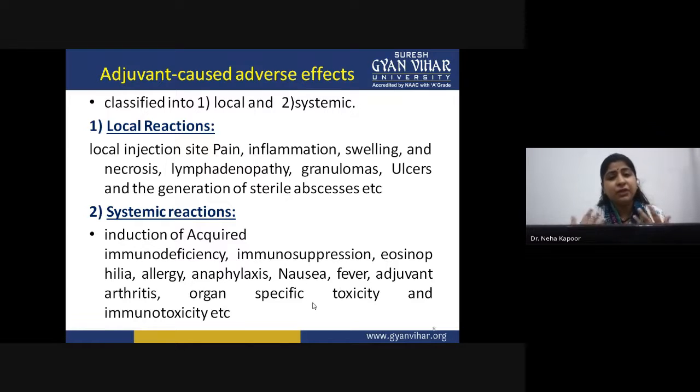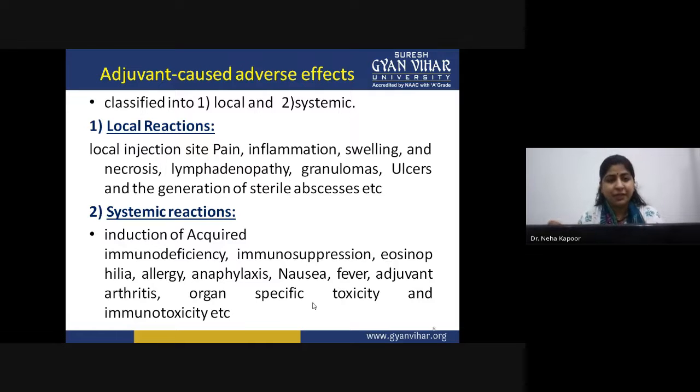Next is whether adjuvants can cause some adverse effects. Yes, the adverse effects imposed by these adjuvants can be categorized into two reactions. One is local, another is systemic. Now, what happens in the local reaction? Suppose you have got an injection, and at the injection site, pain, inflammation, swelling, necrosis, lymphadenopathy, granuloma, ulcers, and generation of sterile abscesses sometimes happen due to the presence of adjuvant.